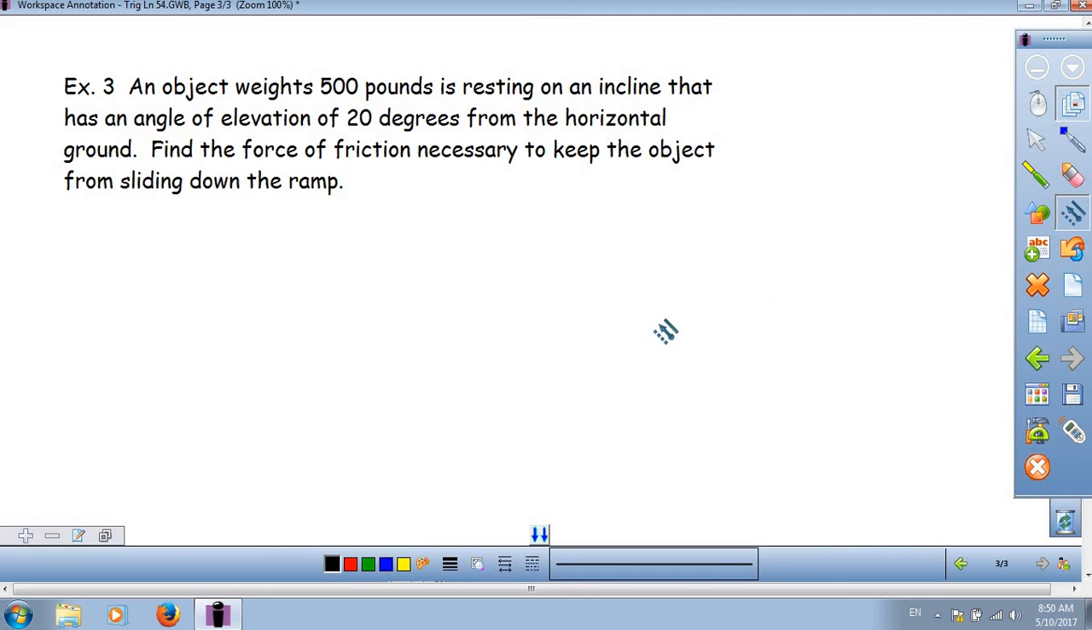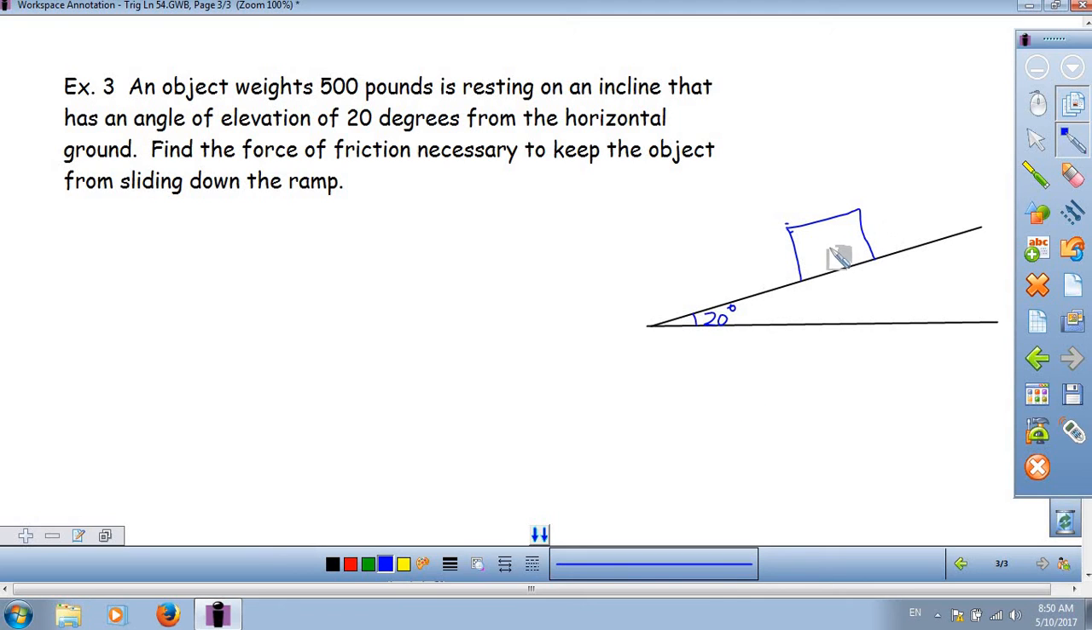If you have learned physics before, you might have seen this kind of problem. So let's go ahead and draw an object on an incline. When the object's at rest, that means the sum of the forces acting on the object is equal to 0. Now, the degree of the incline is 20 degrees, so this angle is 20 degrees.